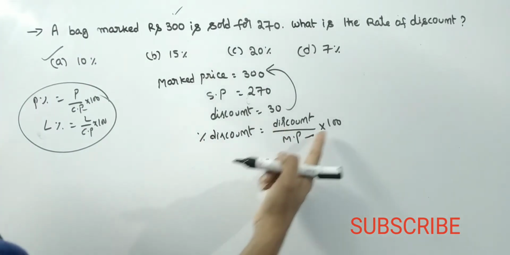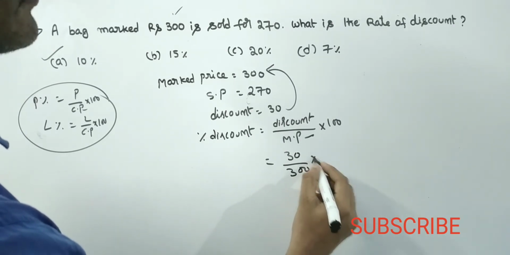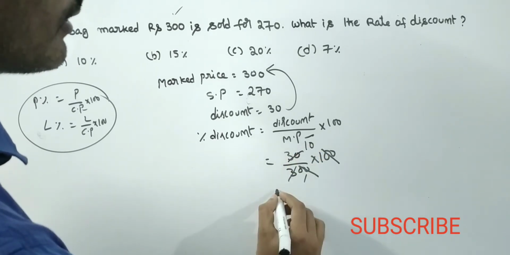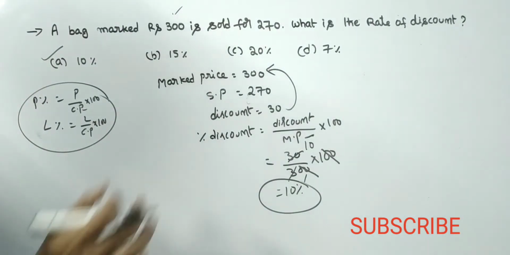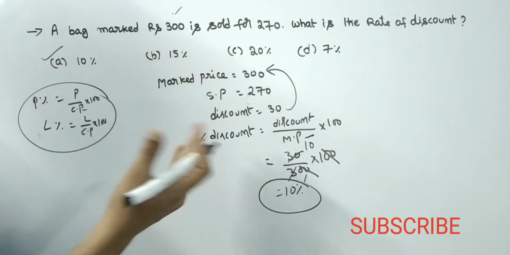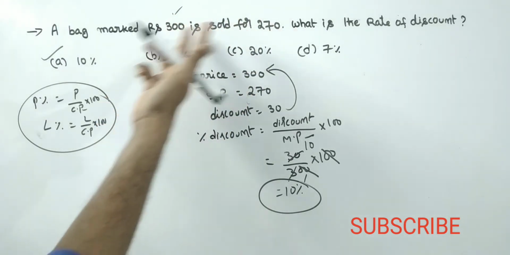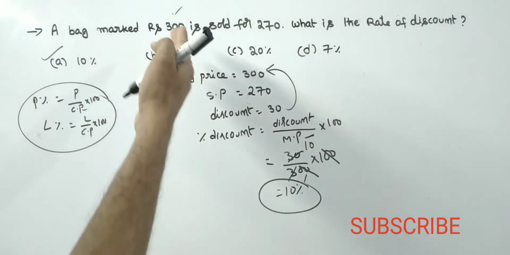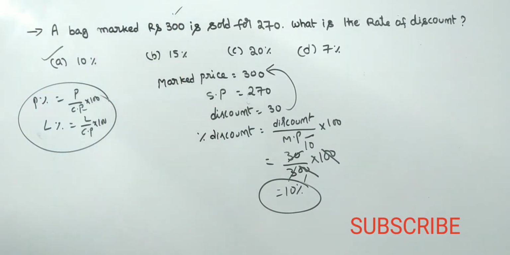So discount by market price into 100. Discount how much? 30. Market price how much? 300. Then 100. 2 zeros cancel. 3 1s are 3, 3 10s are 30. So 10% is the discount rate. See friends, nothing is there. We should understand the problem. Then easily we will get it. Straight away while seeing the problem, 30 rupees he has given the discount. Then 30 is what percentage of 300. So 10% of market price is 30 rupees. Then answer is 10%.